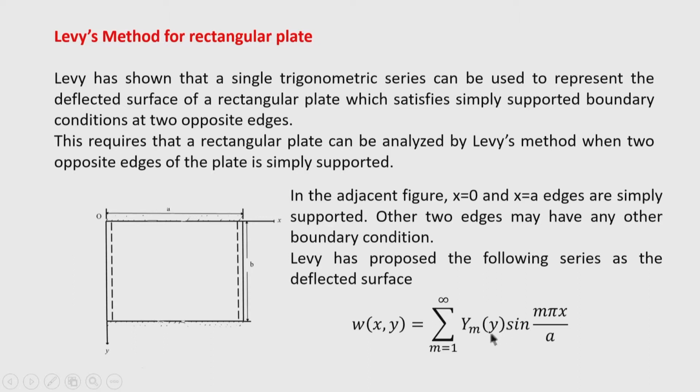So, the function Y_m has to be evaluated, because it is still unknown, as we did not yet satisfy the boundary conditions on the other two edges. But at the edges x equal to 0 and x equal to a, the boundary condition is satisfied by taking the sine function to represent the boundary condition at the two opposite edges. Because immediately we can see that when x is equal to 0, w is 0, and when x is equal to a, again w is 0.